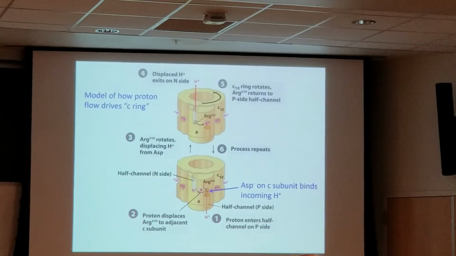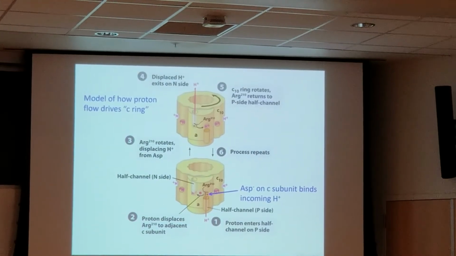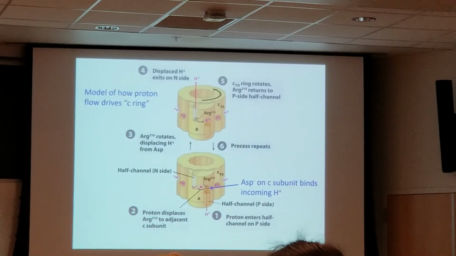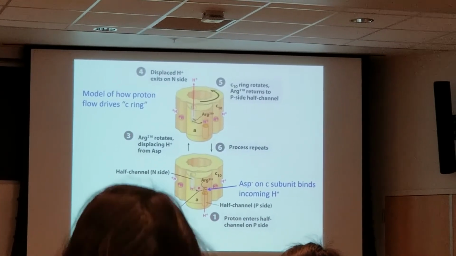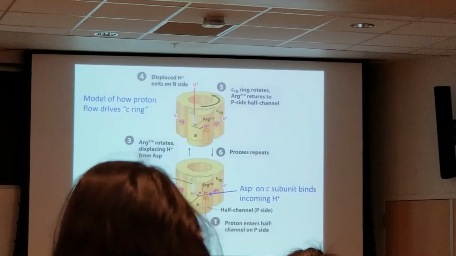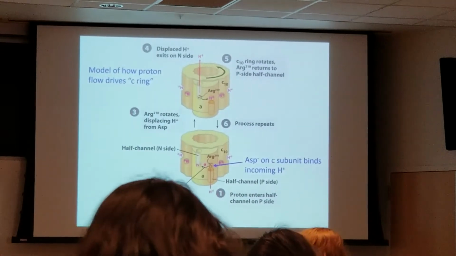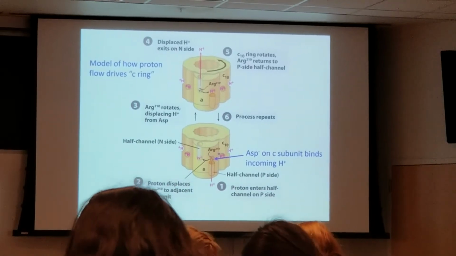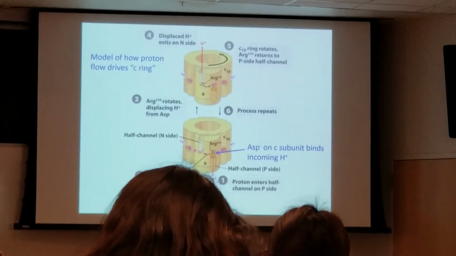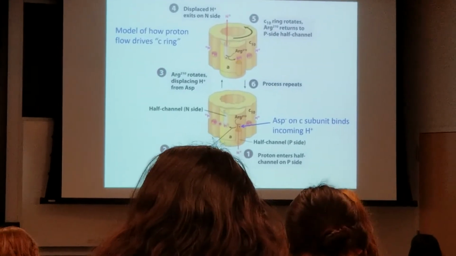So the positive charge on the side chain of that guanidino group of arginine is saying, proton, you may not come past me. I'm the guardian here between the 2 half channels. So that proton then has to hop on and rotate this thing, which turns the gamma subunit, which is what kicks off the ATP.